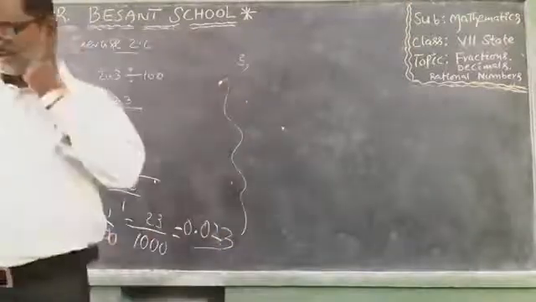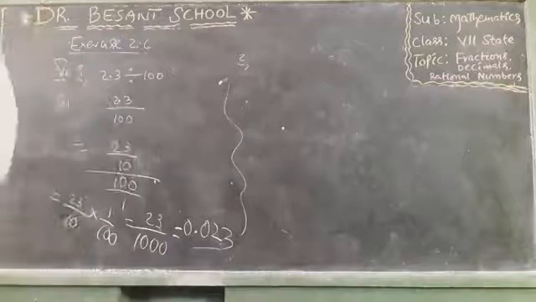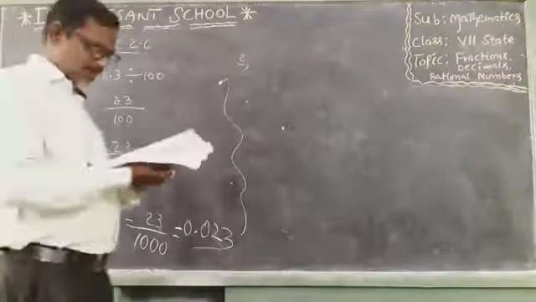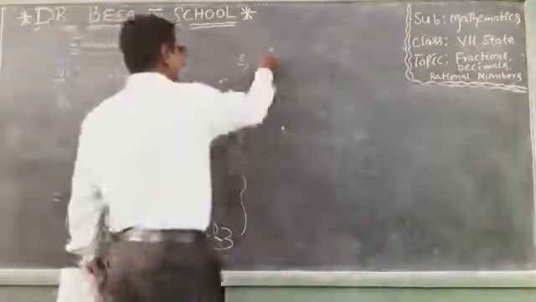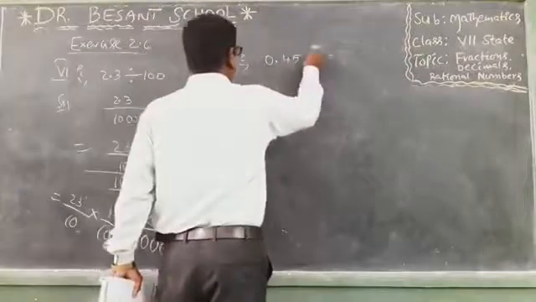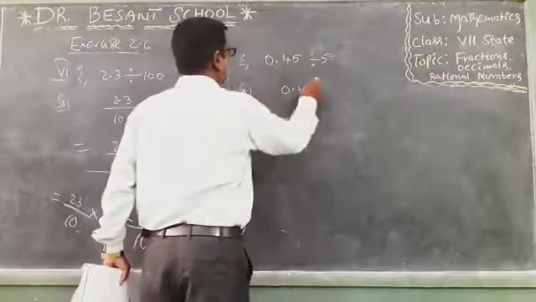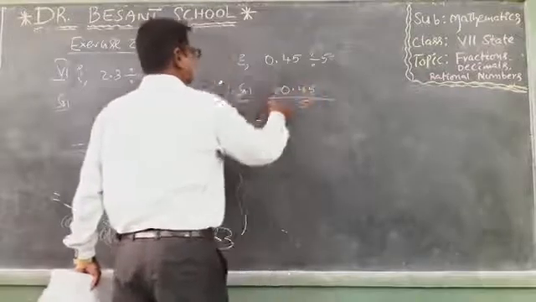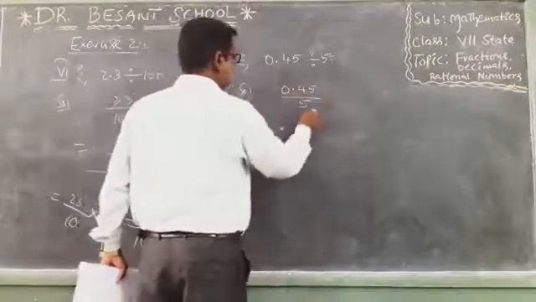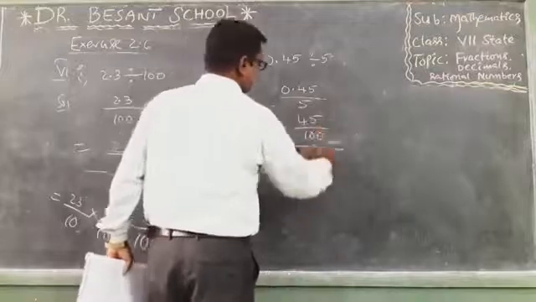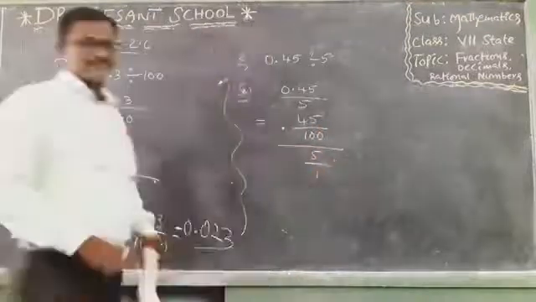0.023. See children, second problem from this Roman 6. 0.45 divided by 5. 0.45 can be written as 45 by 100. Whole by 5 means 5 by 1.